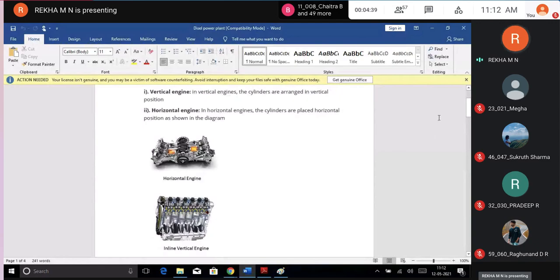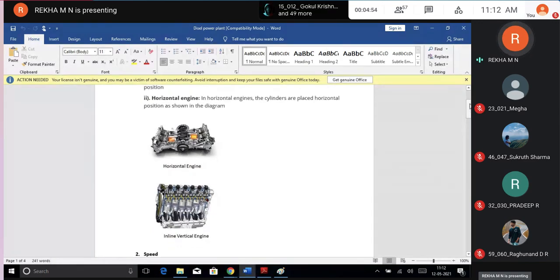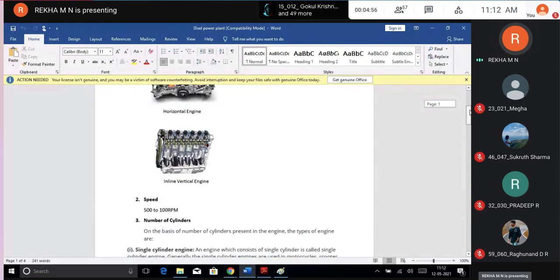As I told earlier, whenever you want to have a high capacity one, we always go with the vertical engines. Why? Because we can have multiple cylinders. So this is the first point, the first parameter that you have to consider.